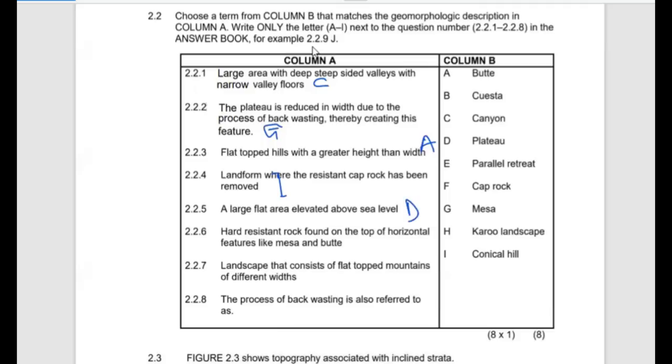Hard resistant rock found on top of horizontal features like mesa and butte. What do we call that hard resistant rock? We've been talking about that. The response here is the cap rock, which is F.